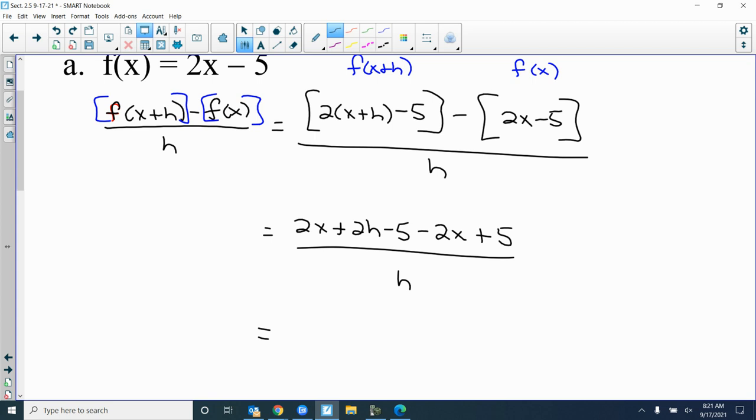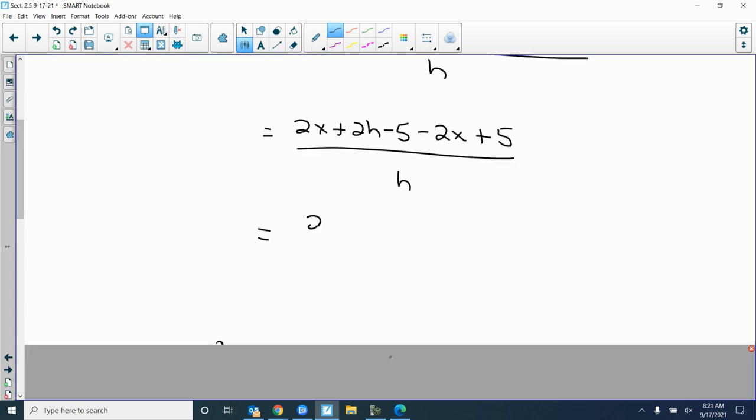2x minus 2x is 0, right? Negative 5 plus 5 is 0. What's the only thing I'm left with? 2h. 2h divided by h, which becomes what? 2. So there's my difference quotient. f of x plus h minus f of x divided by h for this one will equal 2.